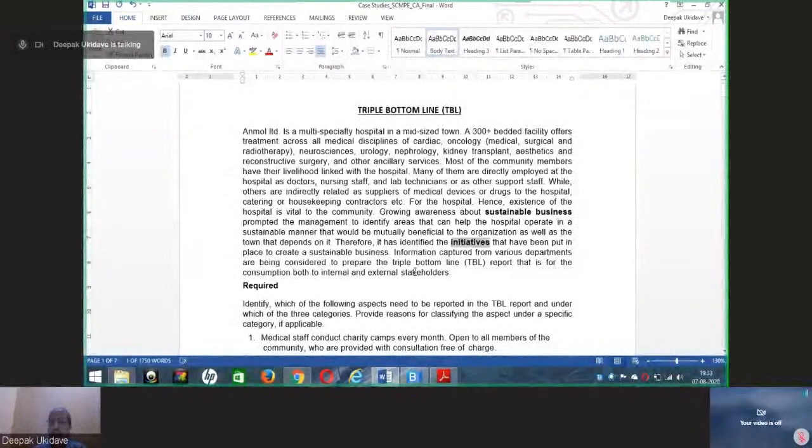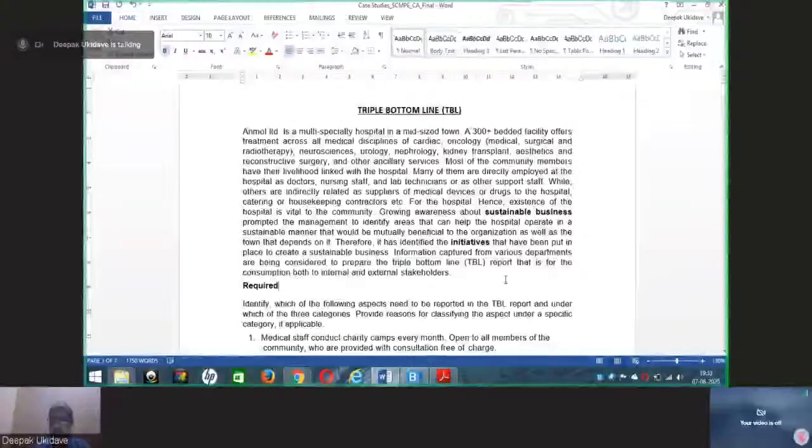Now, I am spending time on reading the case because I am showing you how to read between the lines. That is very important in a management case study. When you read between the lines, you have to interpret the contents of the case and highlight some of the points. Information captured from various departments is being considered to prepare the TBLR report. So there is a triple bottom line report that is being prepared based on information collated, meaning compiled, from various departments. So there is a pathology lab within the hospital.